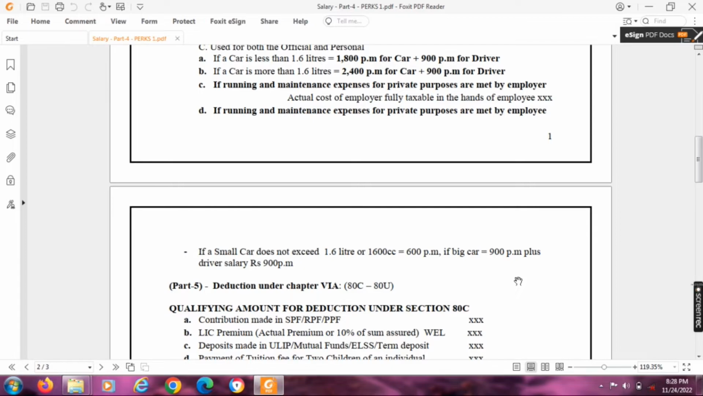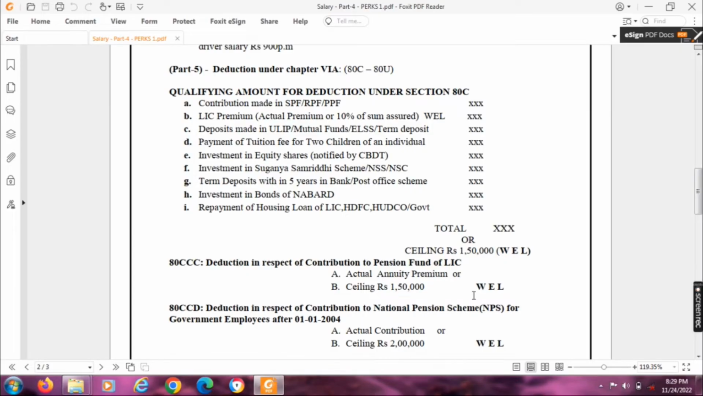Next, part 5, deductions under chapter 6A. Under salary we can claim deduction under section 80C, 80CCC and 80CCD. These 3 deductions were permitted from salary. So now let's see the provisions of the 80C. Qualifying amount for deduction under section 80C.